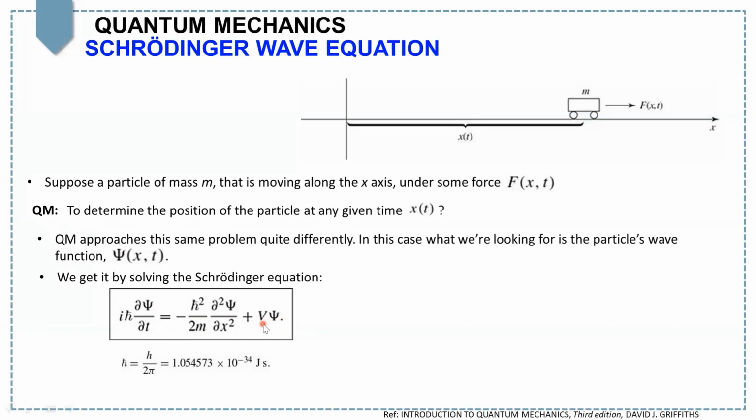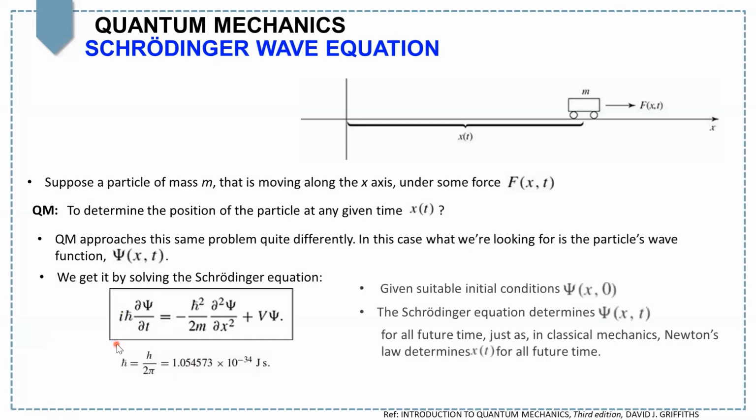where V is the potential that is faced by the particle, and h-bar equals h over 2 pi equals 1.05 times 10 raised to the power minus 34 joule second, and i is the square root of minus 1. Now, once we have suitable boundary conditions, that is psi of x at 0, then the Schrödinger equation determines psi of x, t for all future time, just as in classical mechanics, by using Newton's second law, we can determine the position of the particle for all future time.